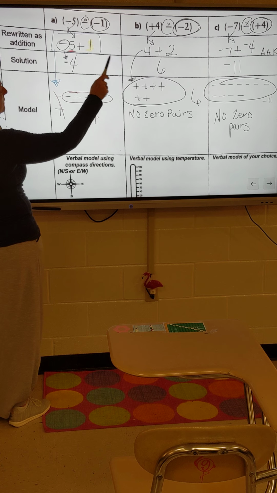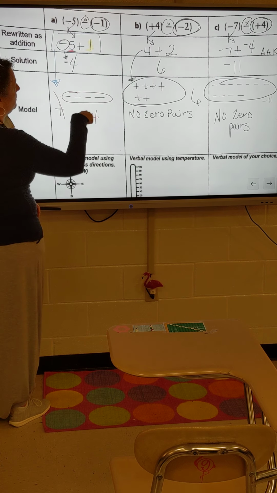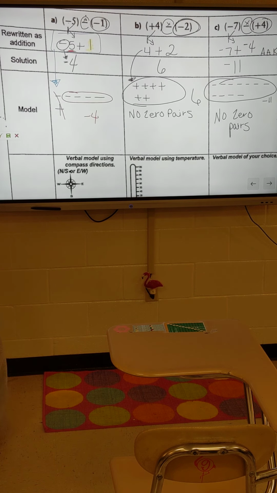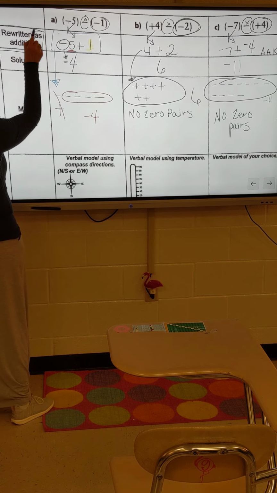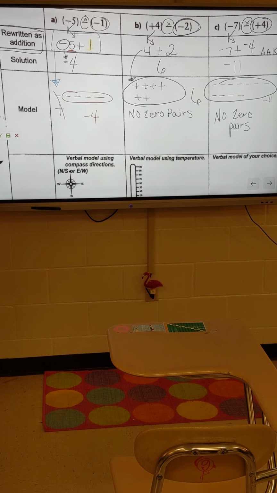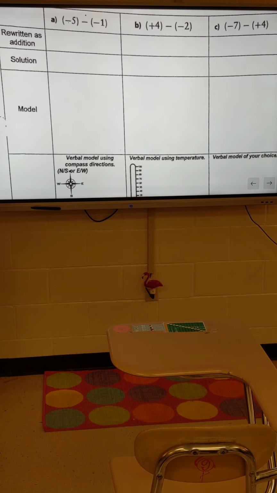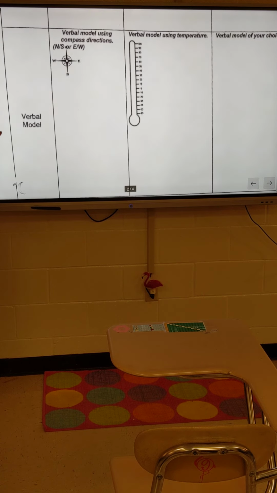Then we made our models and got our answer. Y'all can see this on the actual key as well. But these had to be changed to addition because they were not addition. And then we have to use the addition models to be able to draw our models. Does anybody have any questions about that? We got cut off on the video. So let's pull this up and go ahead and talk about our verbal models.